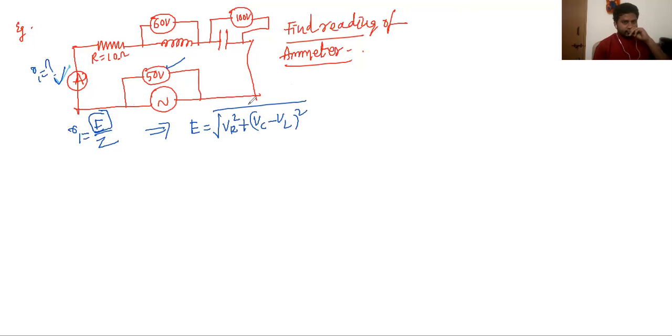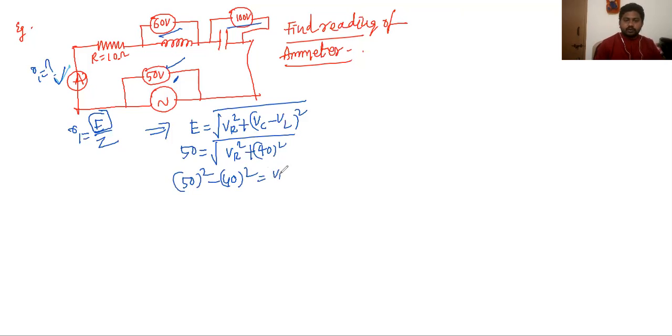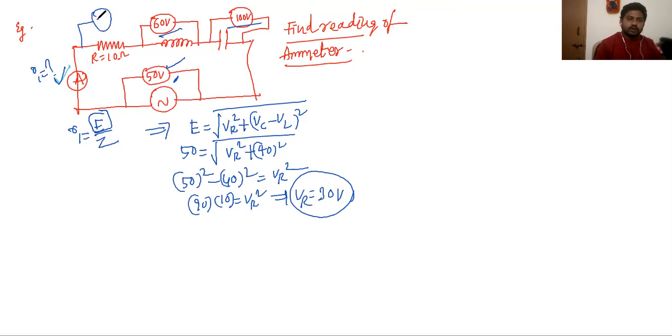Here, this is 50. 50 is equal to square root of VR square, which we don't know, plus VC minus VL. VC is 100 and VL is 60, so which is 40 square. Now if you apply square root on both sides, you get 50 square minus 40 square is equal to VR square. So it is 90 into 10, which is VR square. So VR you get as 30 volt. So the potential across the resistor is 30 volt.